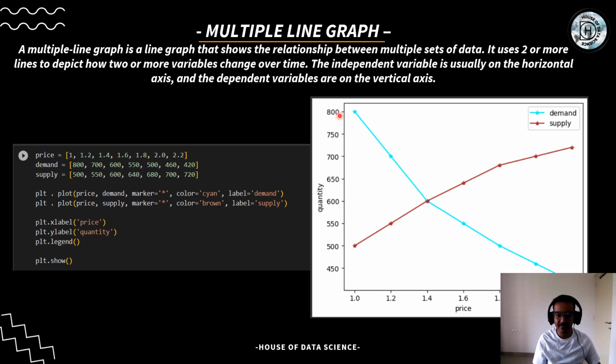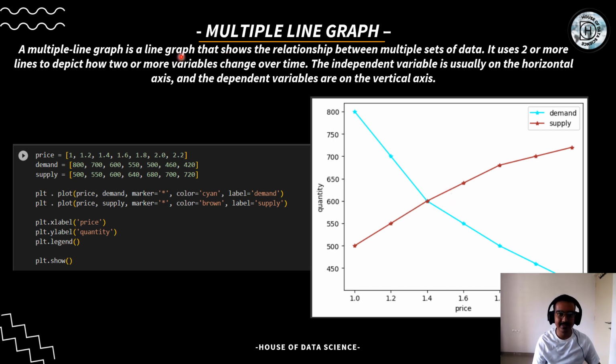Now a multi-line graph. If you want to plot two different things, see, as I was telling, this was the demand graph. When the price is increasing, the demand is decreasing, right? And the supply is increasing. Whenever there is less demand, there is a lot of supply available, right? So demand and supply are opposite to each other. This is a common intersection point where we have exactly the same supply as the demand. When the price is not very high and the demand is also not very high, this is the sweet spot, we can say, in which we are getting a mix of both.